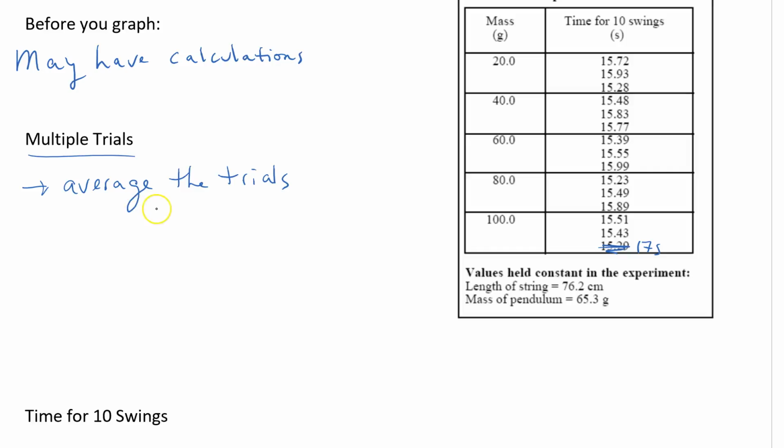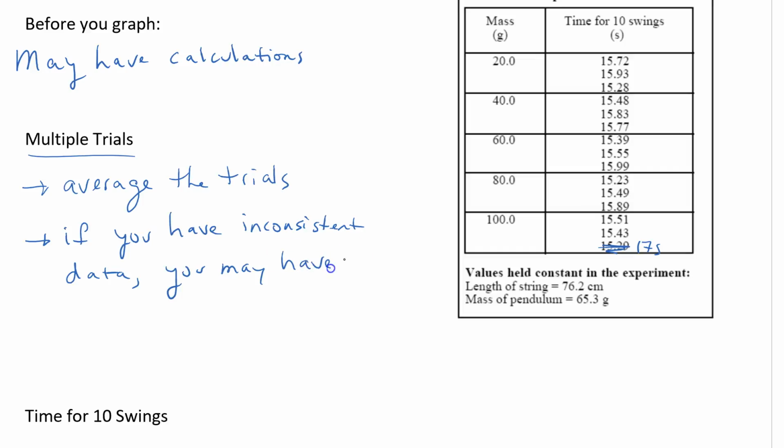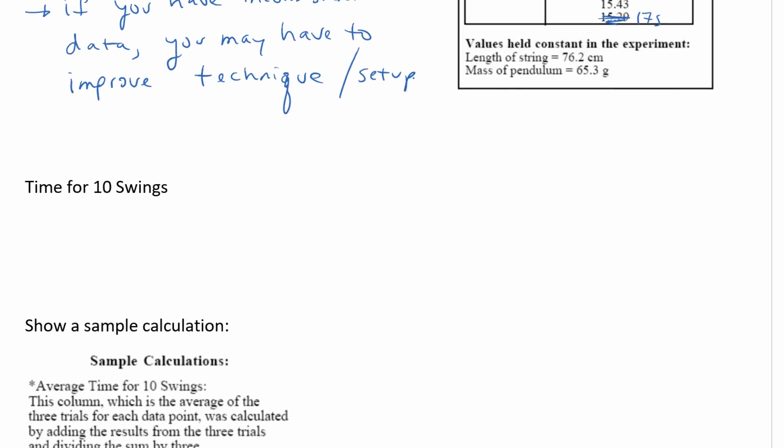So average the trials. So if you have inconsistent data, you may have to improve technique or your setup. You might have to change something to get better data. I would like you to show your sample calculations just once.